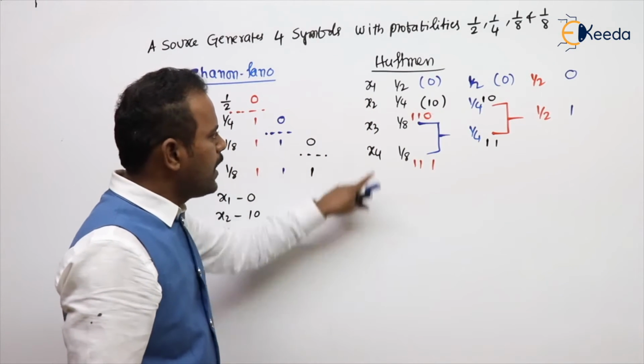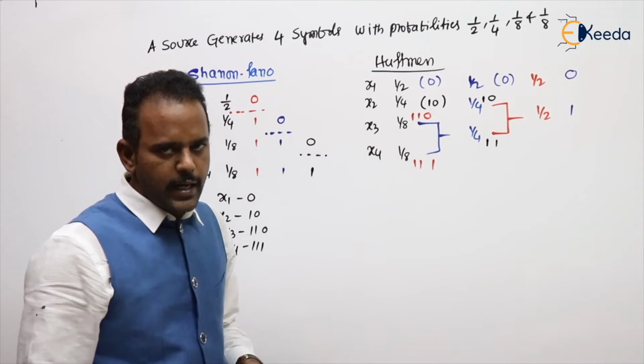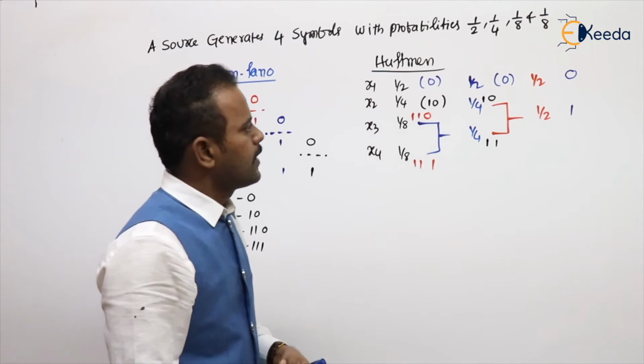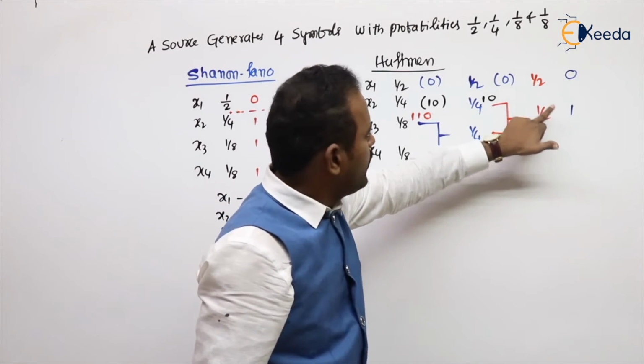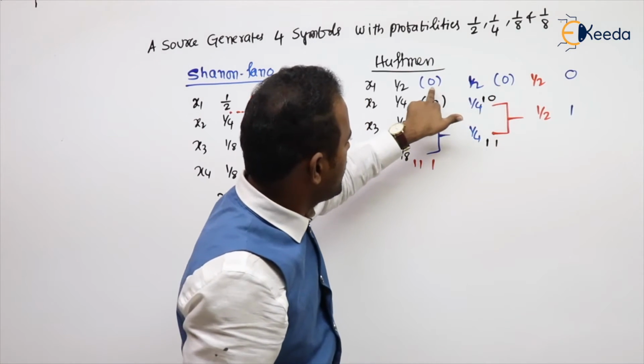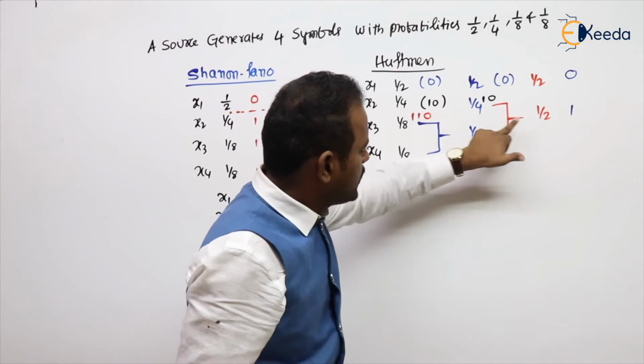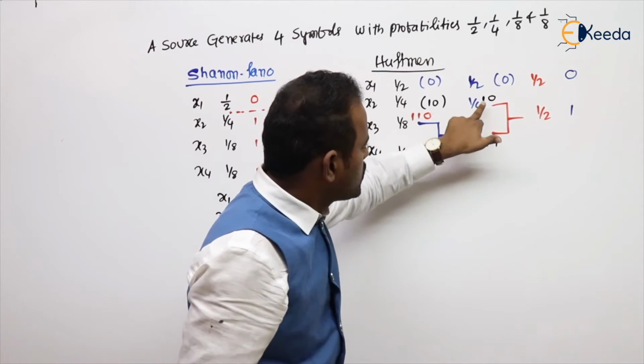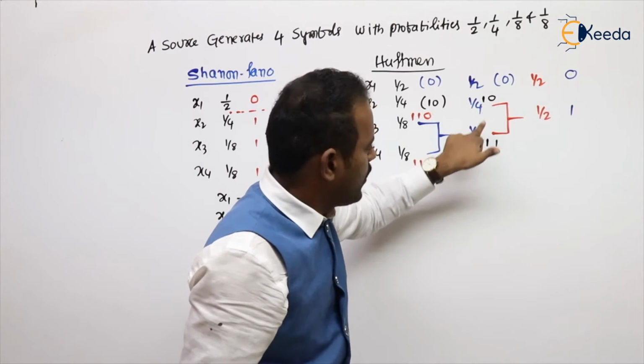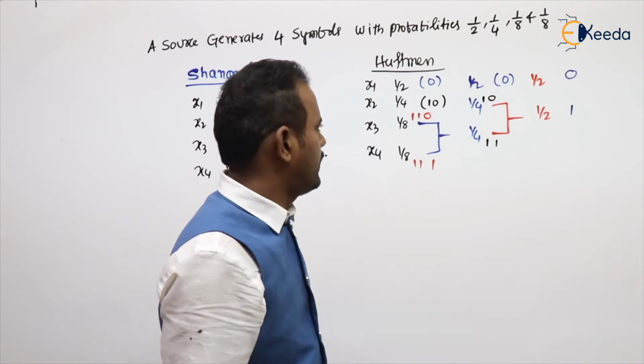I will repeat one more time. Add the bottom two, write in descending order, until 2 symbols remain. Above is 0, below 1. Where did this 1 by 2 come from? From here, so 0, the same 0. Next, this 1 by 2 came from the addition of these two, so the first symbol will be the same 1, and then above 0, below 1.